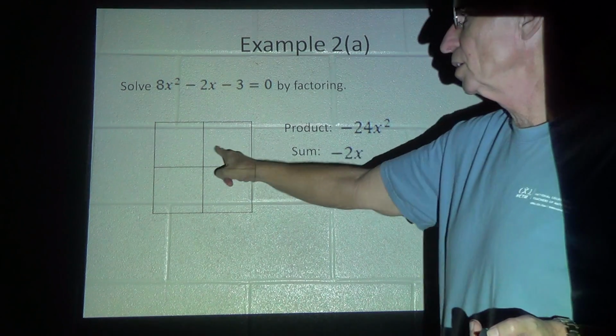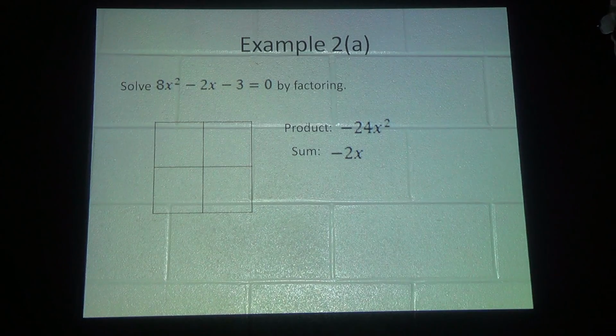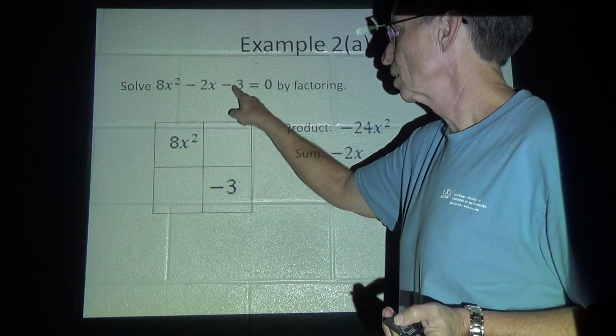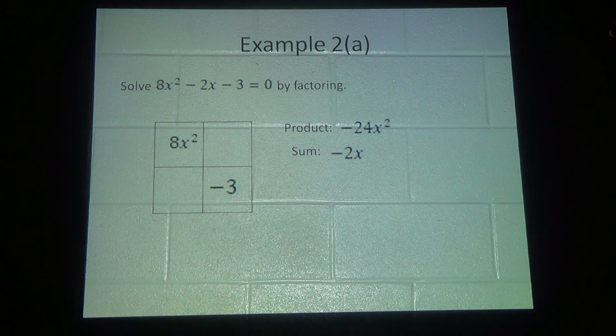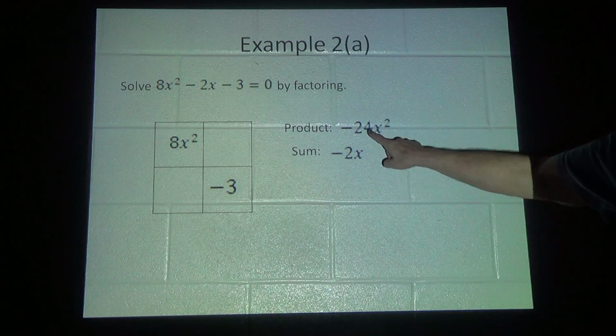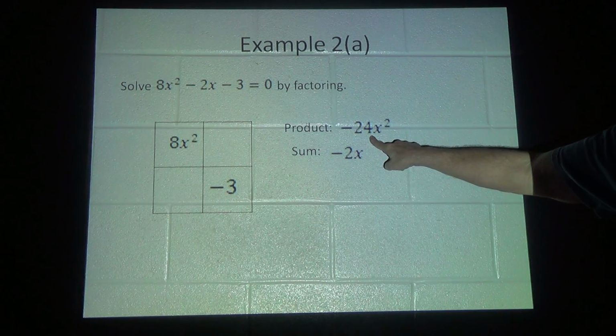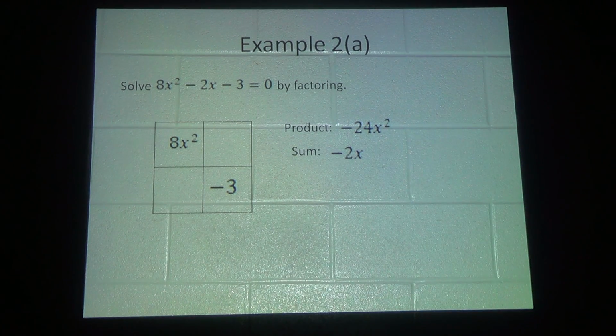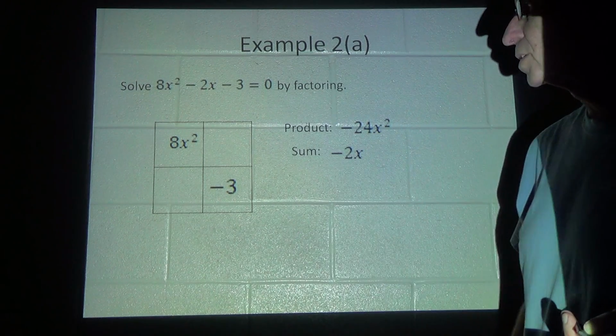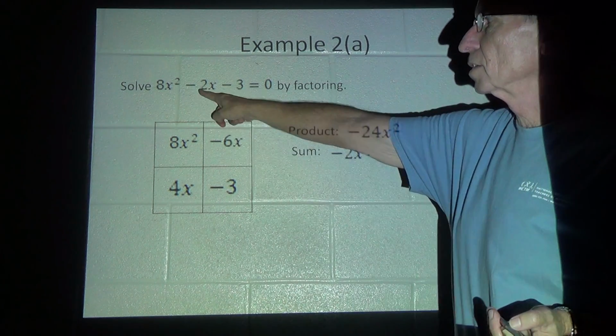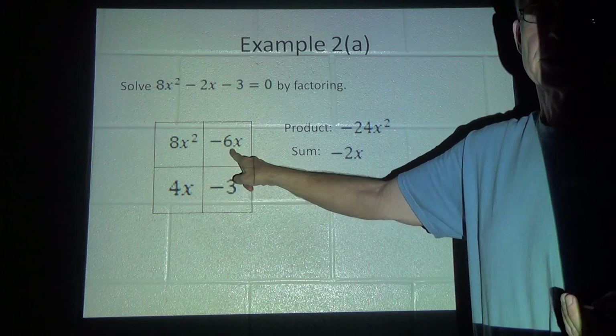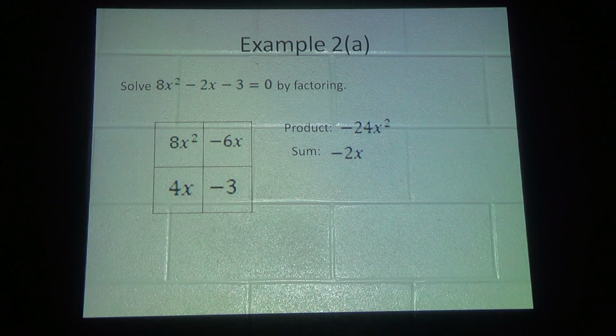So this means whatever these two numbers are have to add together to give us negative 2x. So this means the larger of those two terms will be the negative in this case. So we go ahead and fill this in. 8x squared goes here, negative 3 goes here. Okay, what we need to know is what two things can I multiply together that's going to give me negative 24 that will have a difference of 2. Okay, so that would come out to 6 and 4. So once again, since this is negative, it means the larger of these two terms, the 6x, gets the negative.